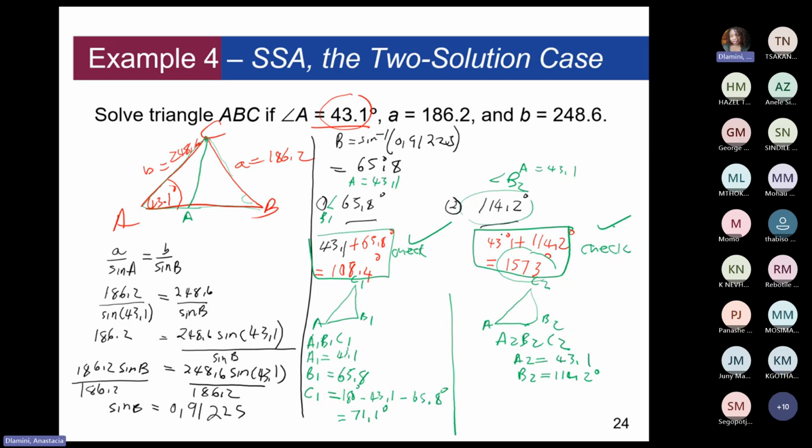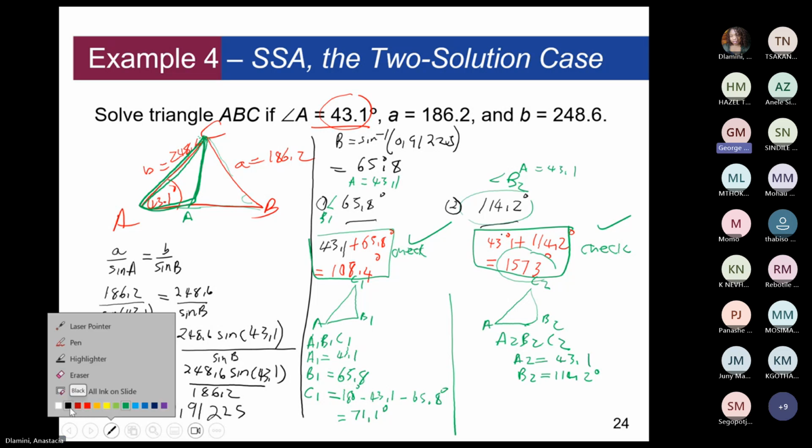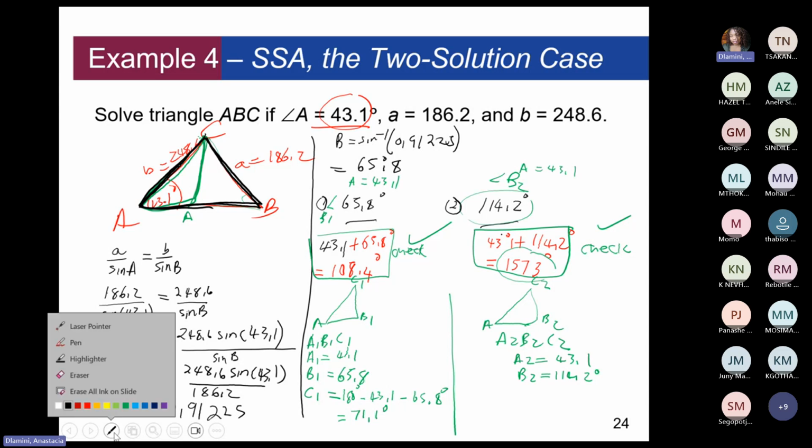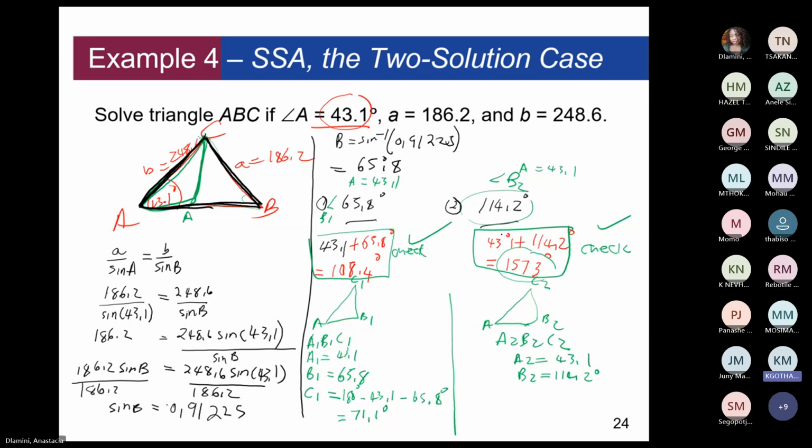Yes. Do you see that? So meaning that you have this triangle over here. You have that triangle over there. Are we together? Yes. And then you come back and have this triangle over here. Does it make sense now? Yes or no? So angle A on the triangle on the right is also going to be 43.1.